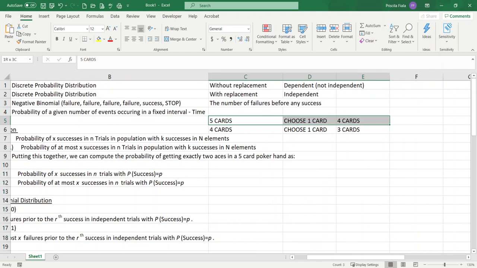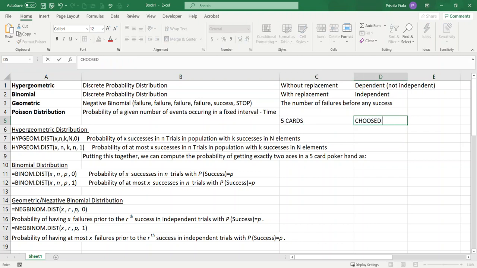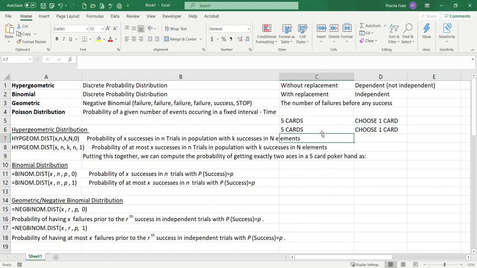If we're doing a binomial distribution, which is looking for the number of successes that you're testing, which I forgot to say, you're going to have five cards, and then you're going to choose one card. But you're going to replace it, put it back in your hand. So when you do a new try, you're going to have, again, five cards, and you choose a card. That's what they mean by without replacement and with replacement.